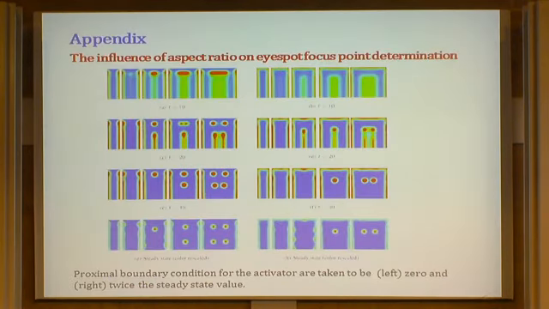This shows you the influence of aspect ratio on eye spot focus point determination. On the left-hand side, the boundary condition for the activator is taken to be zero at the proximal boundary; on the right-hand side, twice the steady variable. A variety of patterns or no pattern appears.